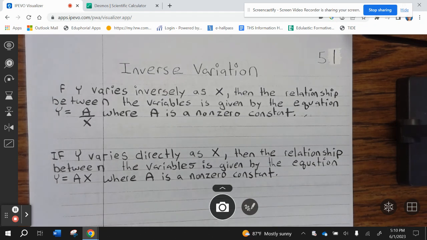Okay, Waka, today we're looking at journal page 51, inverse variation. If y varies inversely as x, then the relationship between the variables is given by the equation y equals a divided by x, where a is a non-zero constant. If y varies directly as x, then the relationship between the variables is given by the equation y equals a times x, where a is a non-zero constant.